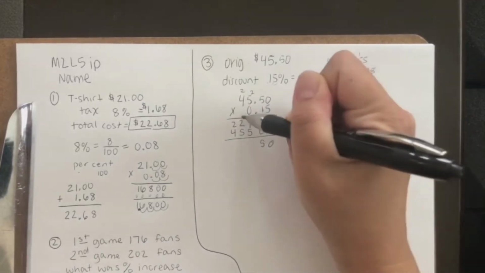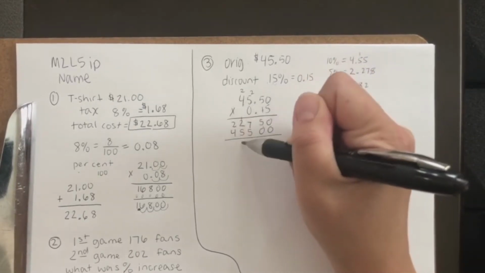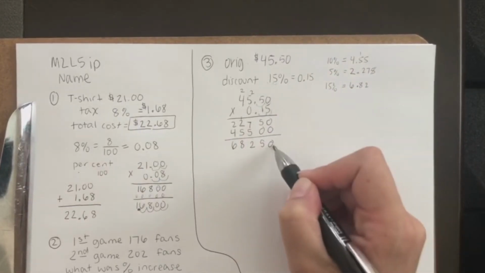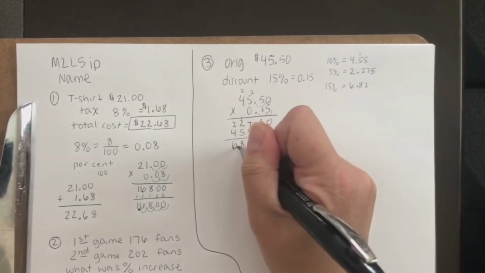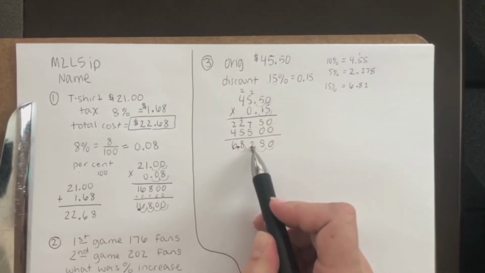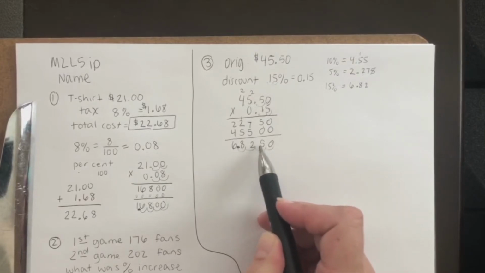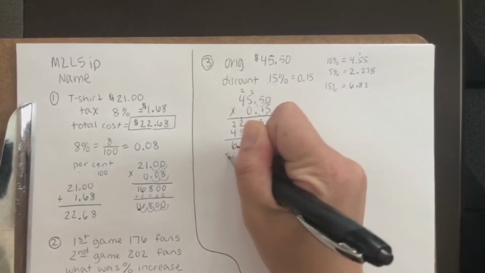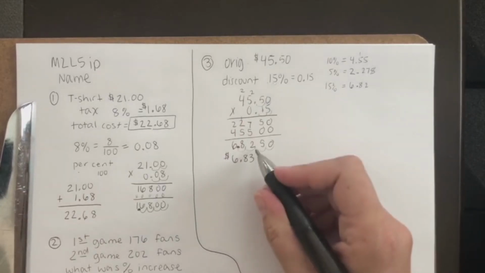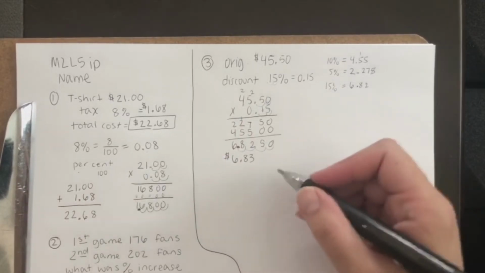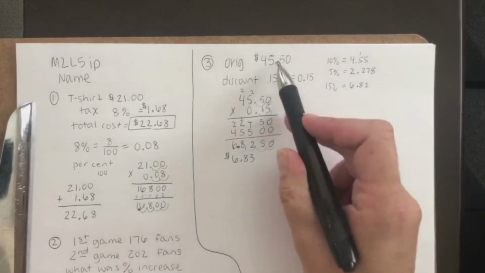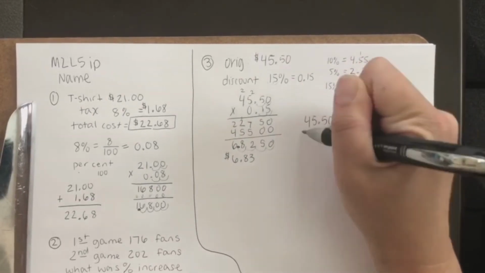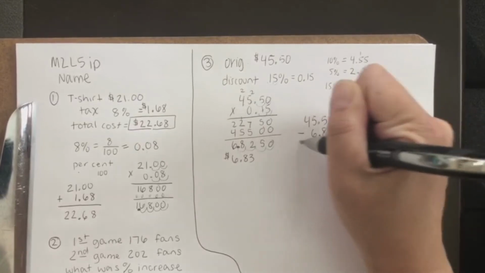All right, so let's add these up. 0, 5, 12, 5, 6, 7, 8, and 4, 5, 6. And I've got 1, 2, 3, 4 decimal places. So this is 682. The store may or may not round that up or down. Technically it's a 5. We should round it up to $6.83 is the amount that is being discounted. That's the amount we're taking off. So now we still need to do more math. We need to find out what the new price is going to be. So 45.50 minus 6.83.